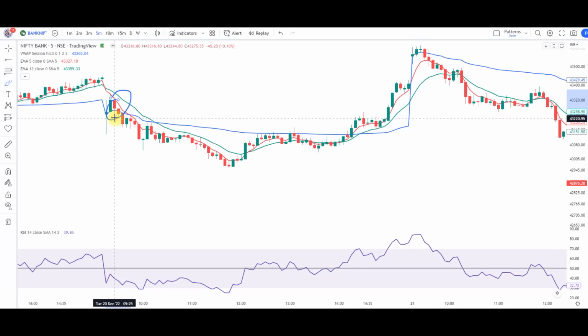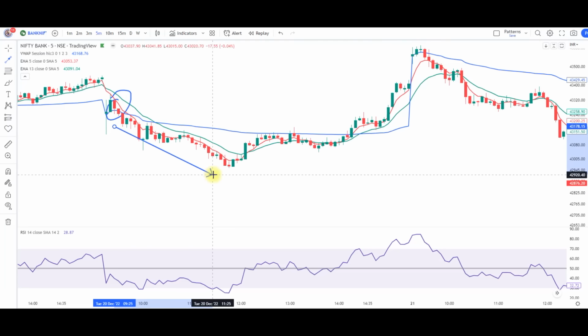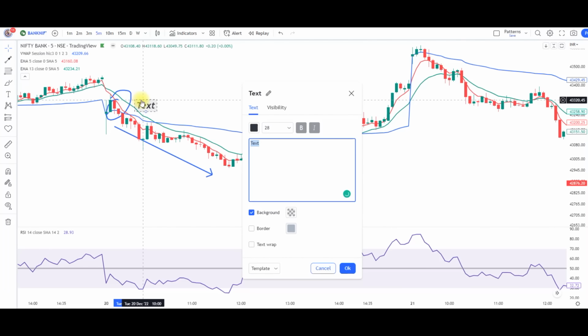Above this red candle we can enter into the short trade, below this, and stop loss above this red candle. So we got a nice down move, you can see here. This is the trade number 1.